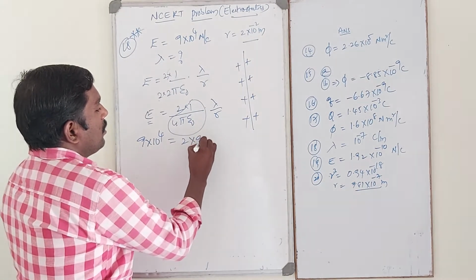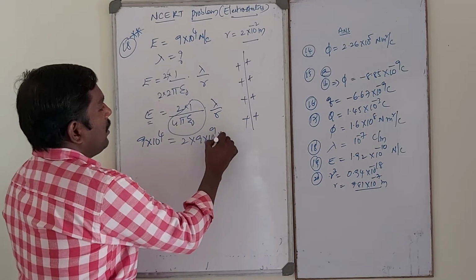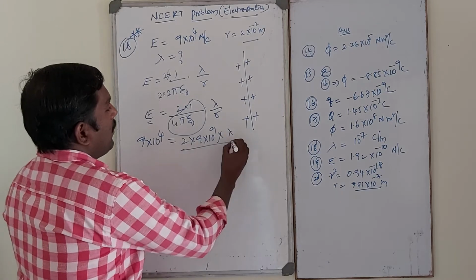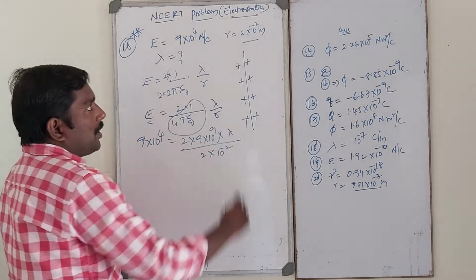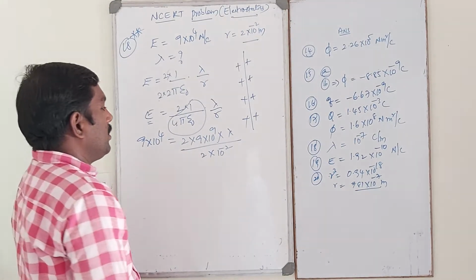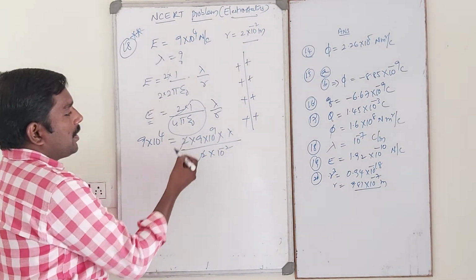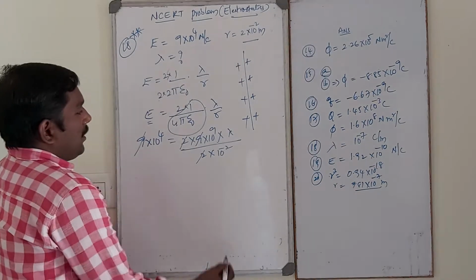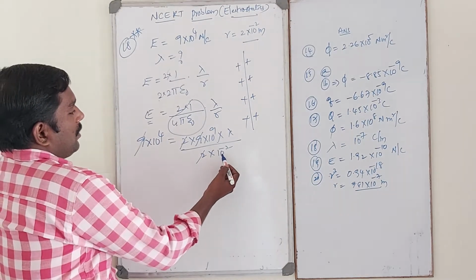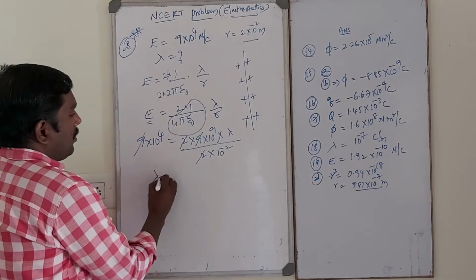So 2 into 9 into 10 to the power of 9 into lambda divided by r. What is the value of r? 2 into 10 power minus 2. 2 centimeters means 2 into 10 power minus 2 meters. Okay, 2 gets cancelled out, 9 also cancels out.